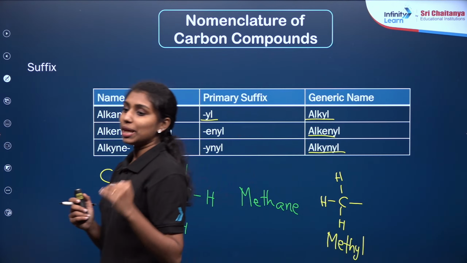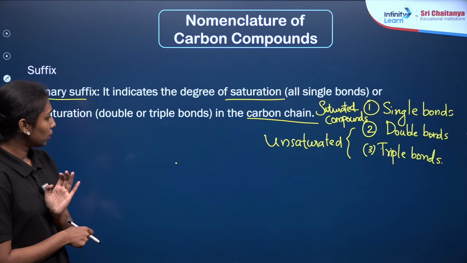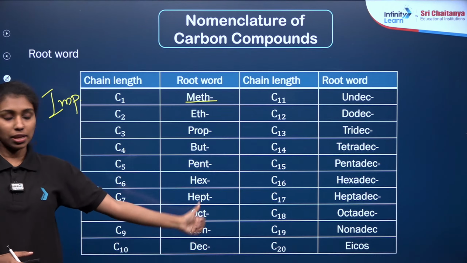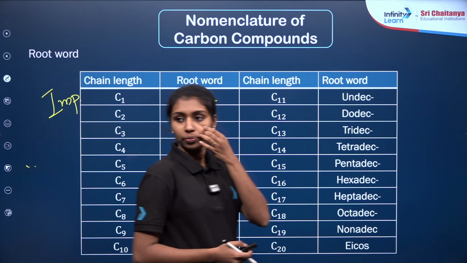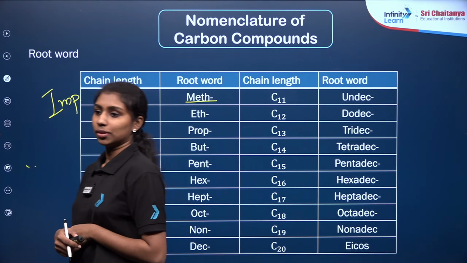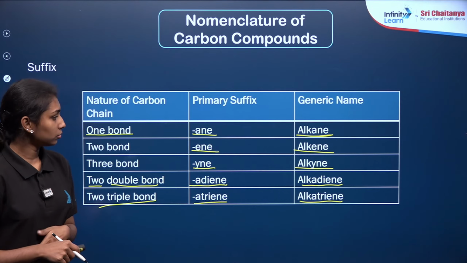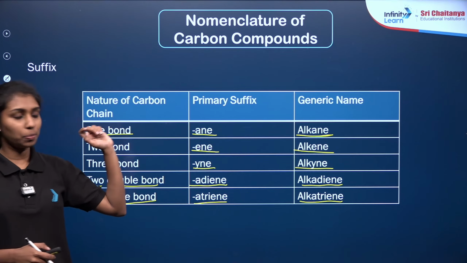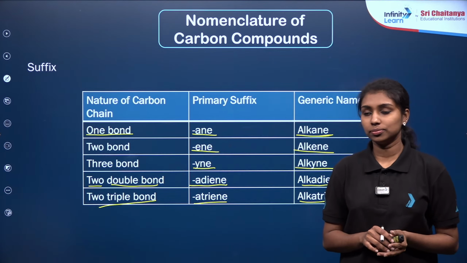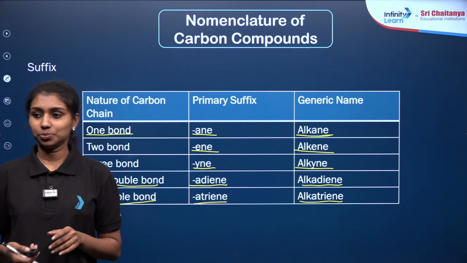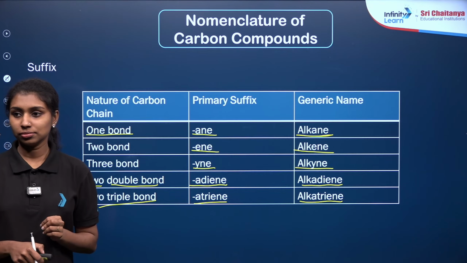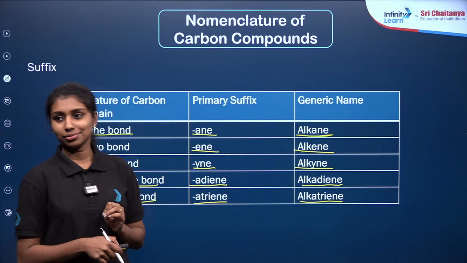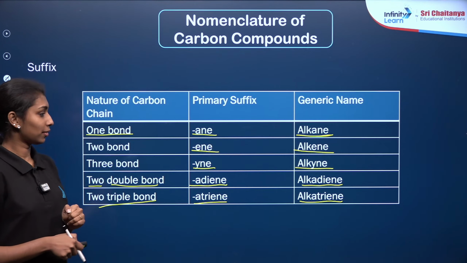In order to do IUPAC nomenclature, you need to memorize this table. This table is very important. At least you need to have an idea about the root words for the first 10 carbon atoms, from meth to dec. Now these general terms are not from the periodic table. They are from IUPAC nomenclature, IUPAC rules only. The periodic table is a different case. Fine.